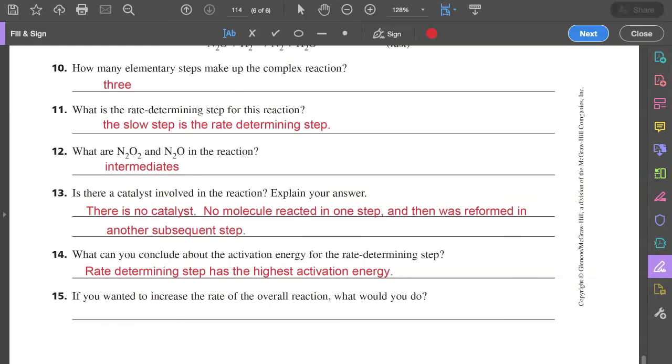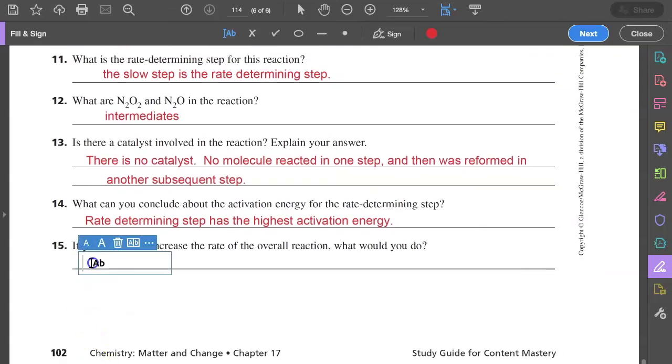Number 15, if you wanted to increase the rate of the overall reaction, what would you do? Well, simply put, we would find a way to speed up that rate determining step. Maybe it involves increasing the temperature, or maybe increasing a concentration, or something along those lines. Nonetheless, we would speed up the rate determining step.